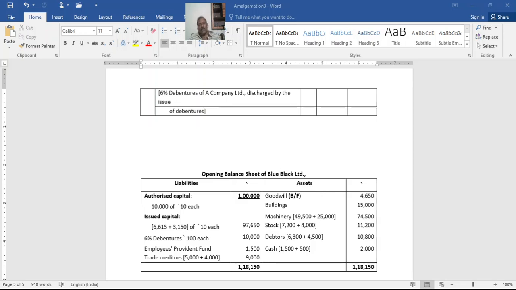If you take the gross value, the reserve won't come here. In this book you have to take the debtors after reserve, but while passing the entry you have to take the gross. Then cash, both combined, and the total you get as 1,18,150. So this is all about the solution of problem 1. Thank you.